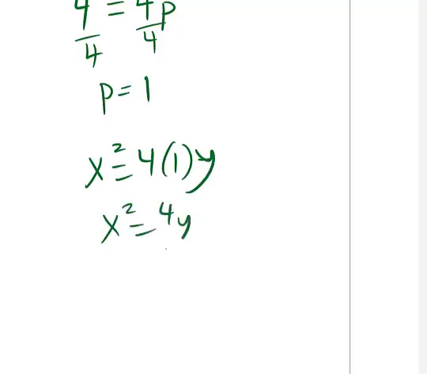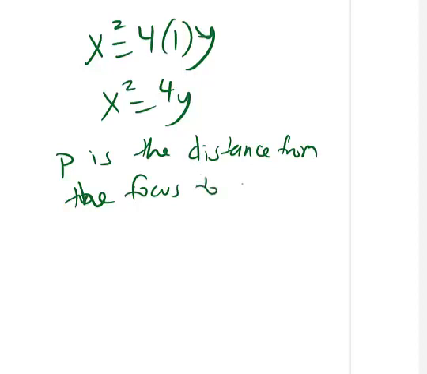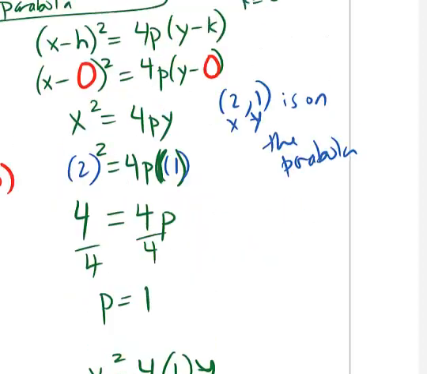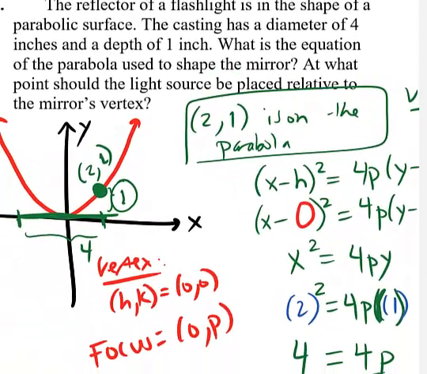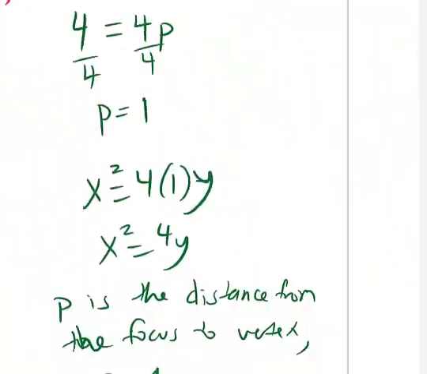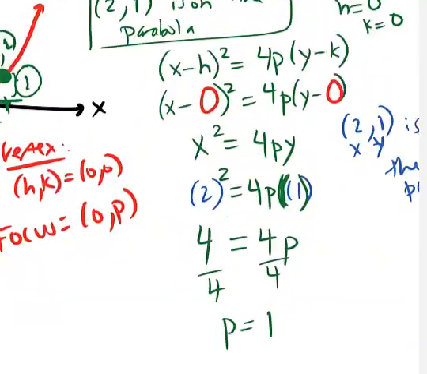So since p is the distance from the focus to the vertex, that means the answer they want is p equals 1. What were they talking about, the lens? No. At what point should the light source be placed relative to the mirror's vertex? So that means 1 inch away. Are they talking about inches or feet? Yeah, inches. Okay, they're talking about inches.